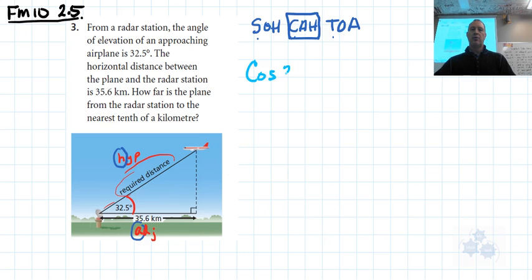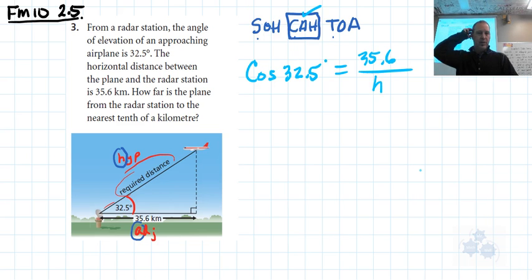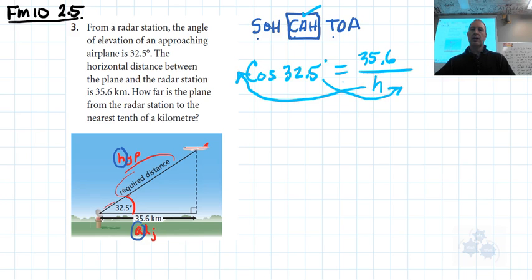Cos of 32.5 degrees equals adjacent side, which is given, 35.6, divided by hypotenuse, which we don't know. So let's just make that H. Very similar to the last example we did, right? Now I need to get H all by itself. So I'm going to multiply both sides by H, which is going to bring this up here. Then I'm going to divide both sides by cos of 32.5, which is going to bring it down here.